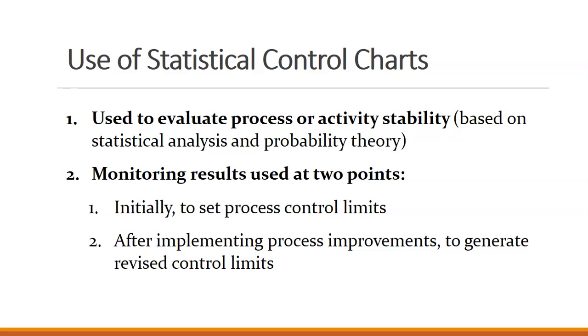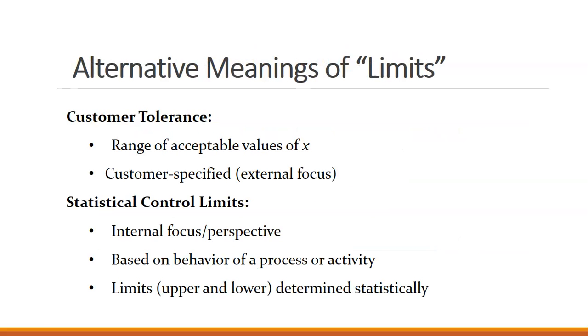When we're looking at limits, what are those limits and how do we set them? So one is customer tolerance. What is the range of acceptable values? So what is that customer specified list? Then we have our internal control limits.